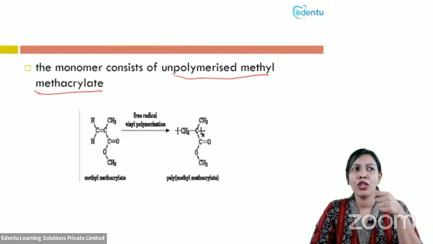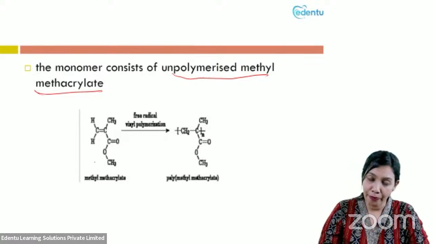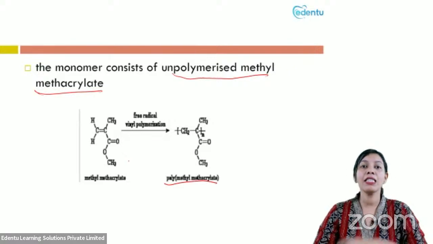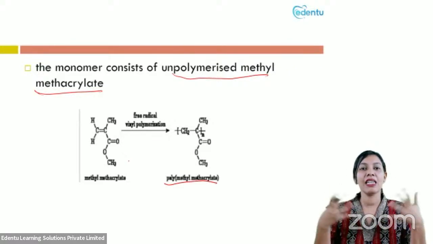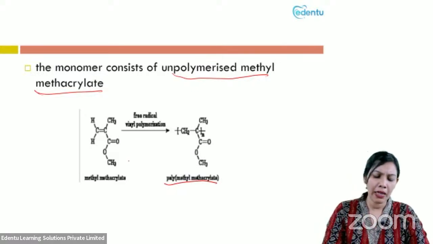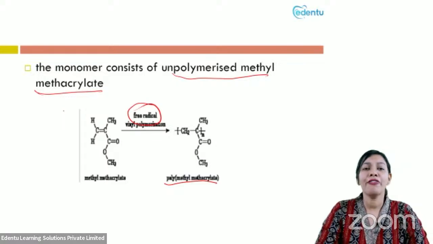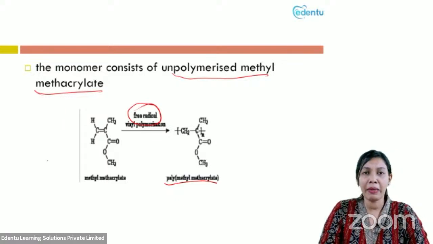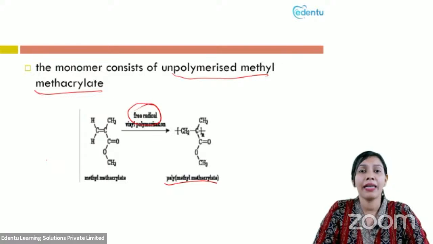When we make a denture, we get the final product. The final polymer product consists of polymethyl methacrylate, meaning multiple methyl methacrylate molecules come together to form polymethyl methacrylate. How is this formed? By free radicals. So free radicals help in the conversion of methyl methacrylate to polymethyl methacrylate.